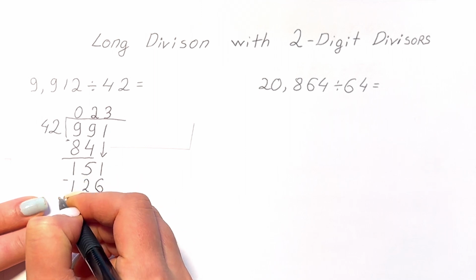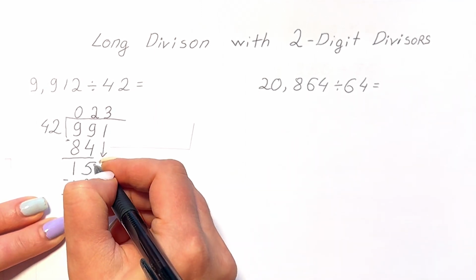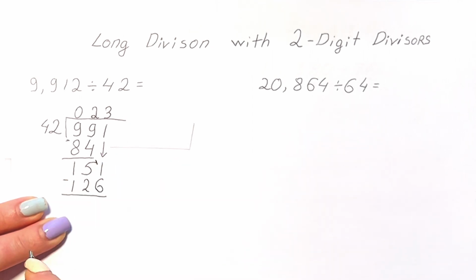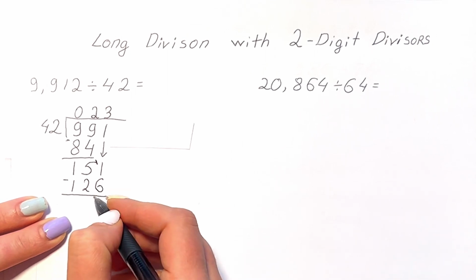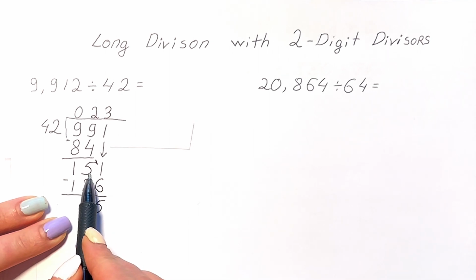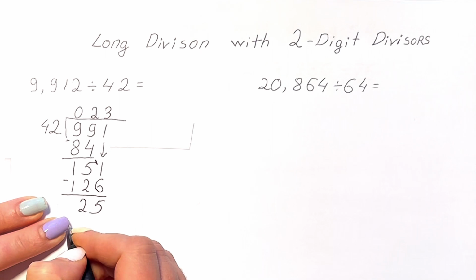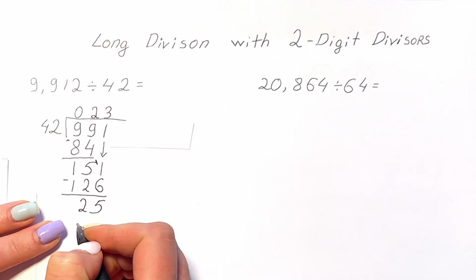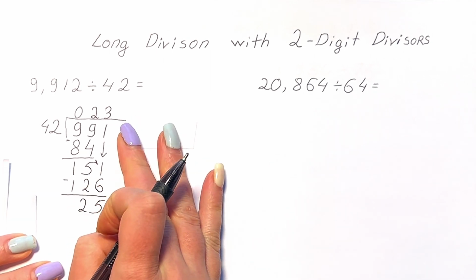I'm gonna subtract to get the remainder. 1 minus 6, I can't do that. I'm gonna borrow from the tens place. This is gonna become 11. 11 minus 6 is 5. Because there is a borrowing sign on top of the 5, it becomes one digit less. It's 4. 4 minus 2 is 2. 1 minus 1 is 0. So the remainder will be 25. Let's go to the next digit.